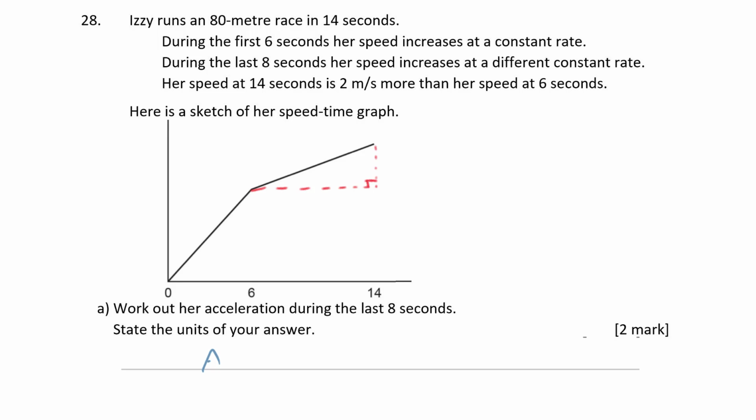So acceleration equals gradient at that point. Okay, now I don't know how fast she was going at time 6, let's call it x, but I do know that at time 14 she was going 2 meters per second more than her speed at 6 seconds.